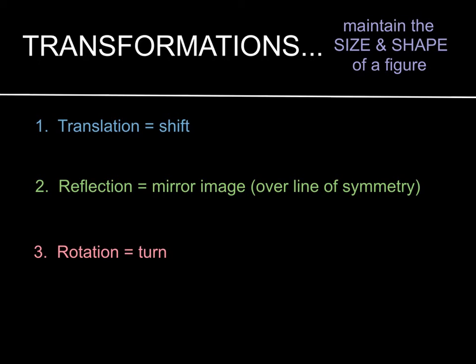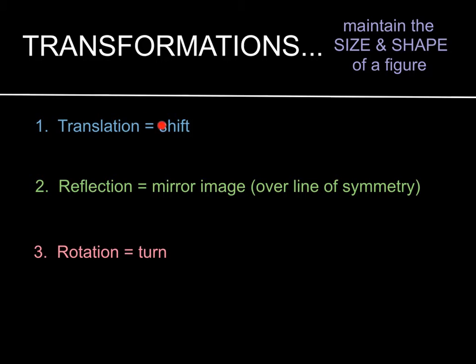A transformation maintains the size and the shape of a figure. So when I translate something or reflect something or rotate something, it does not get bigger. It does not get smaller. It keeps the exact same size. Secondly, it keeps the same shape.